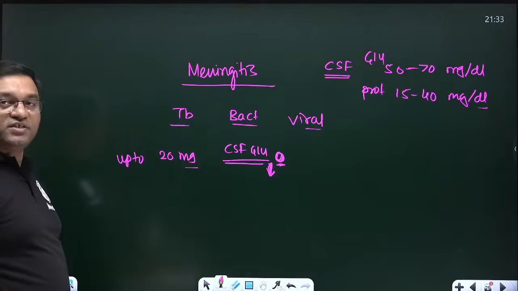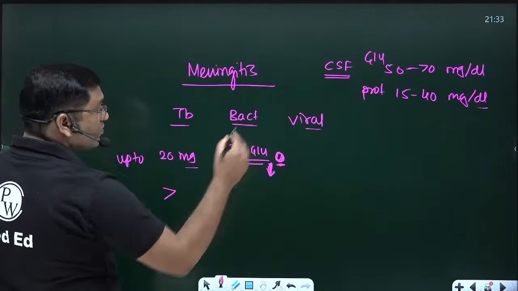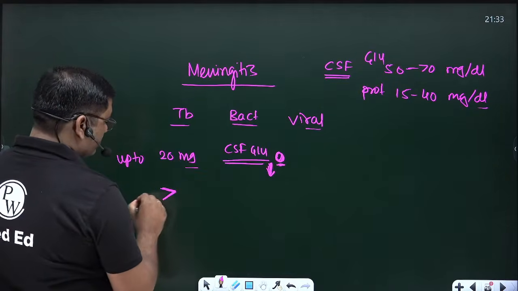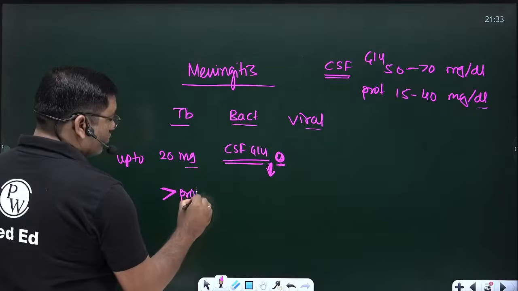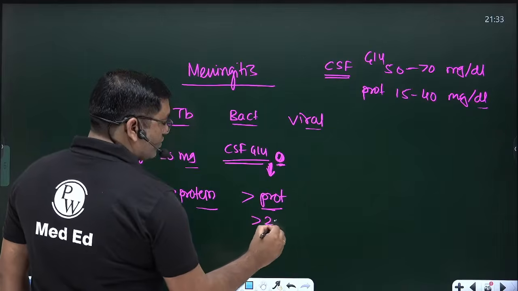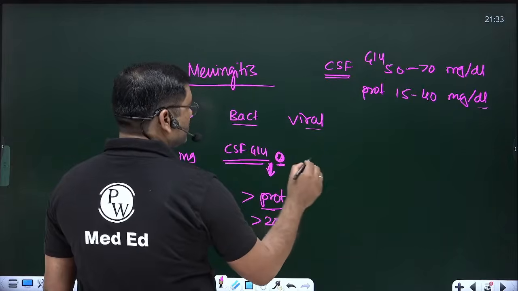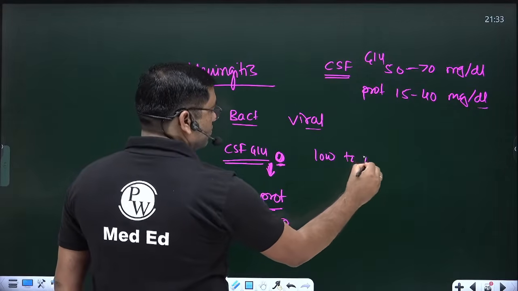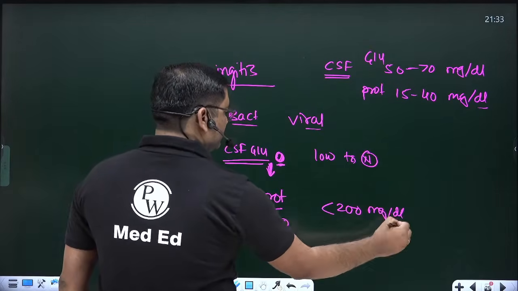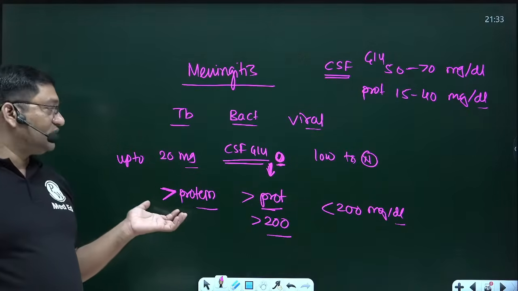TB meningitis is also a bacterial meningitis, but it is a special category in which the CSF protein level is much more increased. In TB meningitis it is more than 200. In viral meningitis there is low to normal glucose level, and CSF protein is less than 200 milligram per deciliter. Here it is more than 200, much more than in bacterial meningitis, in TB meningitis.